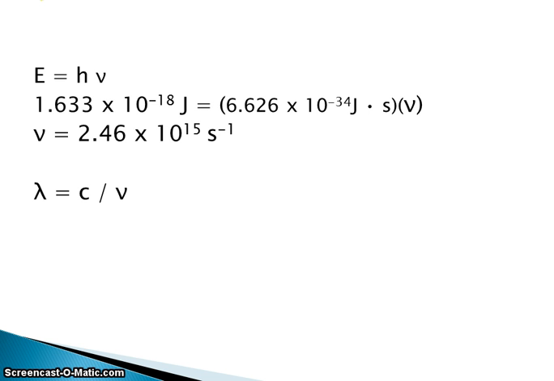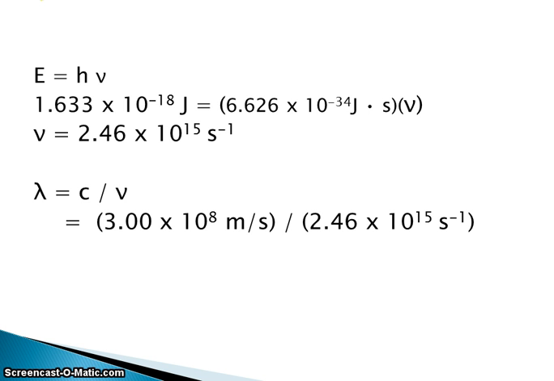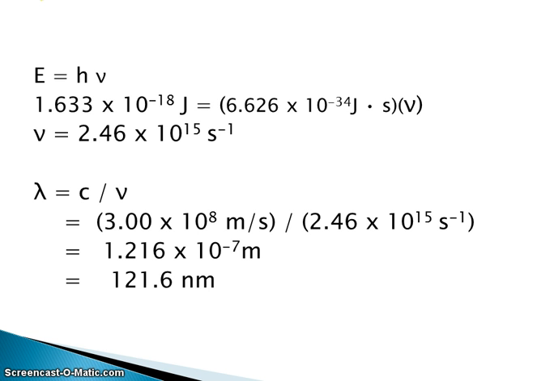And then from there, we can use our speed of light equation and solve for the wavelength. So we'll plug in 3.00 times 10 to the 8th meters per second. We'll divide it by our frequency, which is 2.46 times 10 to the 15th. Our seconds will cancel out. We'll be left with meters, and that would give us our wavelength. So we would get 1.216 times 10 to the minus 7 meters, or 121.6 nanometers.